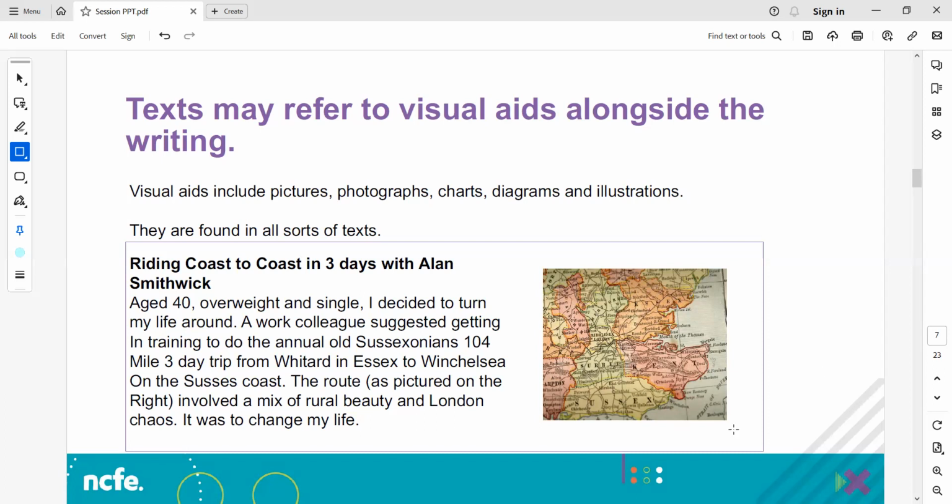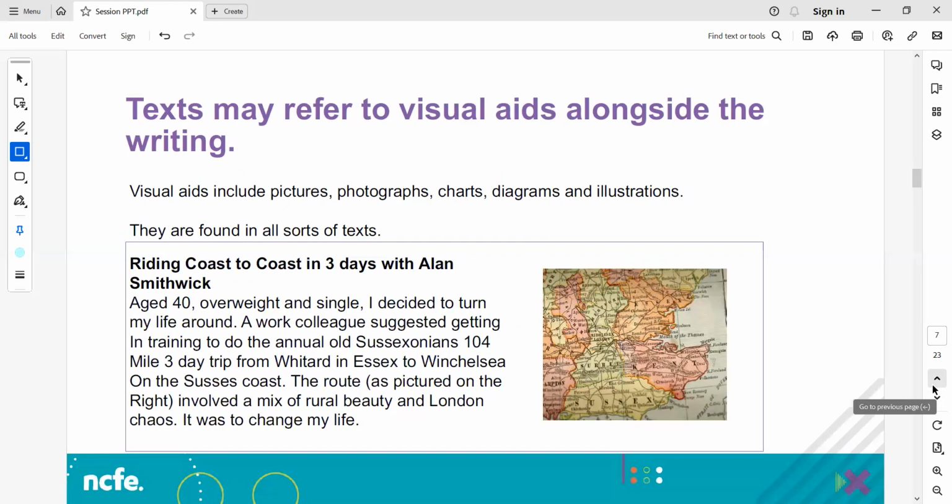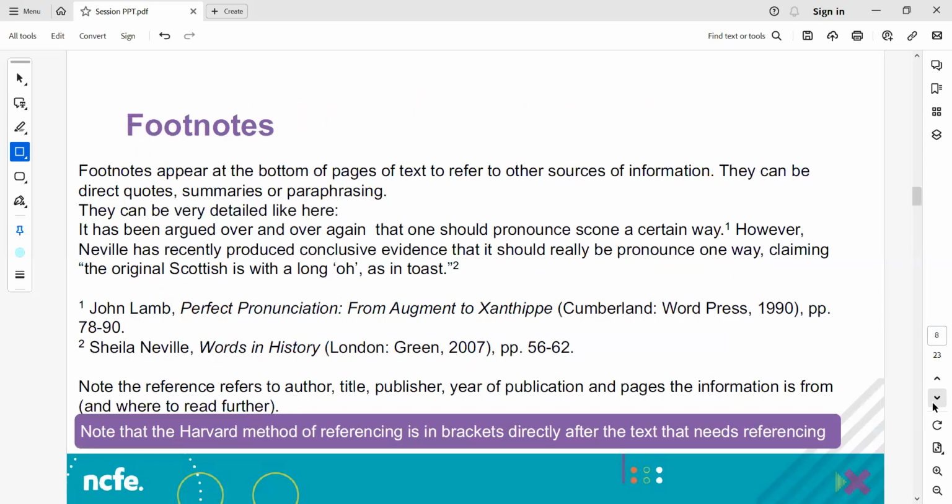Okay, so it's just referred to briefly there in the brackets, as pictured on the right. It refers to the picture. So the visual aid is giving additional information to the reader, because we can then visualise the route that is taken in this example. Or it may be that you're visualising some statistical information, which can be quite hard to digest, but if it's shown in a graph, then it's easier to understand. So they're an aid, visual aid, it aids our understanding.